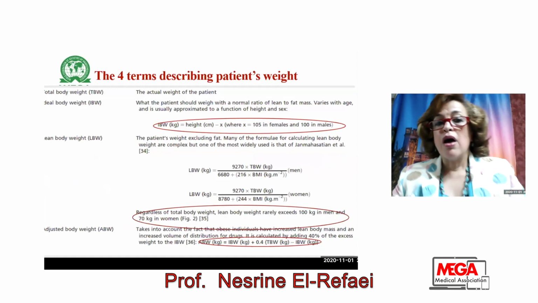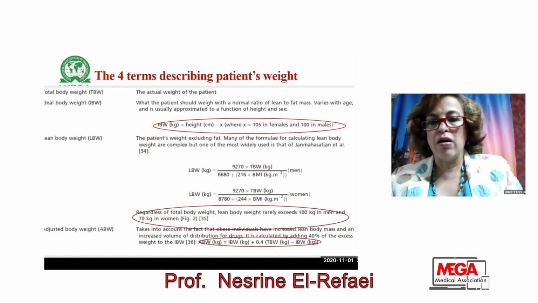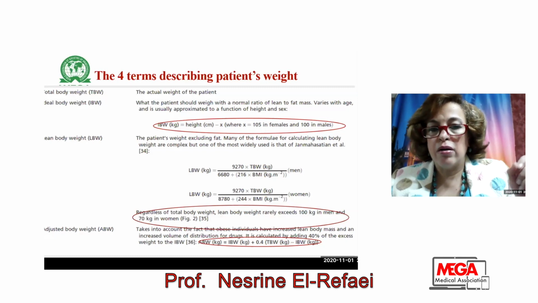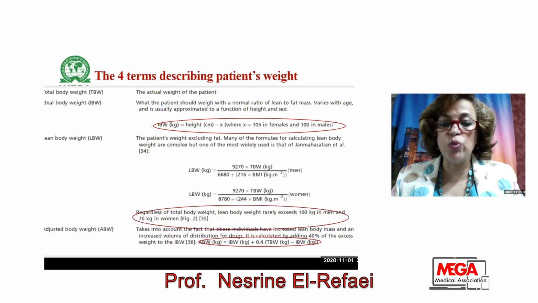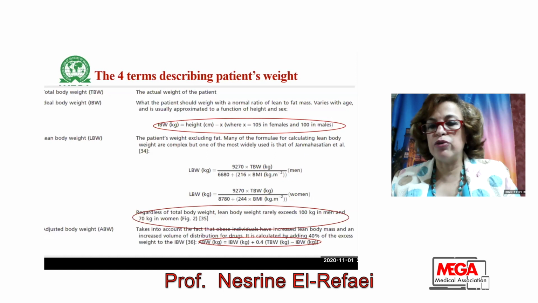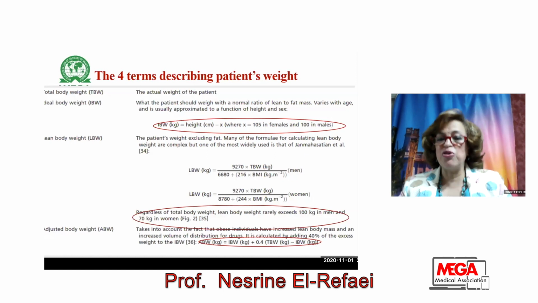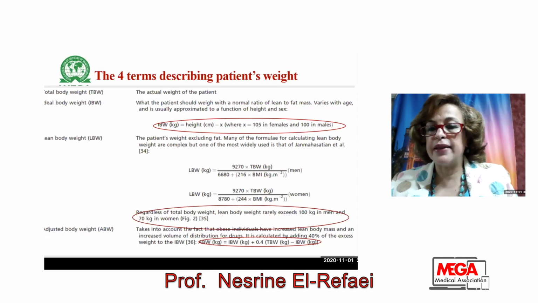Let's concentrate on the 4 terms used to describe the patient's weight. We have to know these terms because we will use them when talking about drug doses and how to calculate them. Some drugs are calculated according to actual or total body weight, or ideal body weight, or lean body weight. You will hear all these expressions when we talk about drug doses. Total body weight is the actual weight of the patient. Ideal body weight is the dream of all of us, especially females. It's the normal ideal weight of a person according to height and sex.